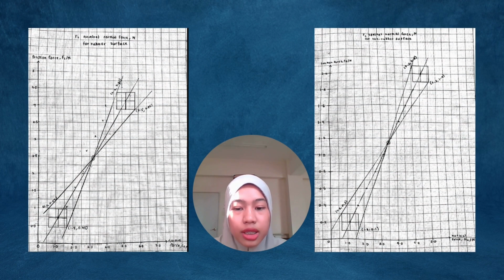The graph of static friction force against normal force for a rubber surface shows that the static friction force increases as the normal force increases. So the relationship between the two forces is directly proportional. This means that as the normal force increases, the static friction force also increases. The graph will show a straight line with a positive slope.